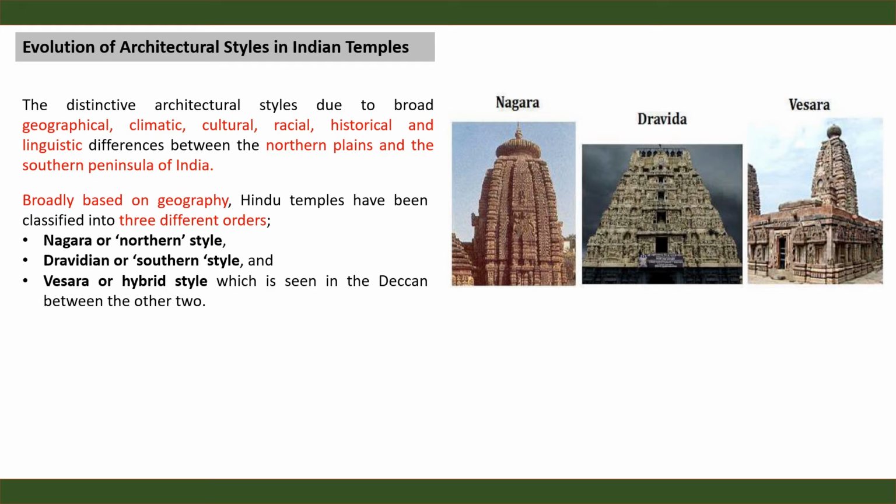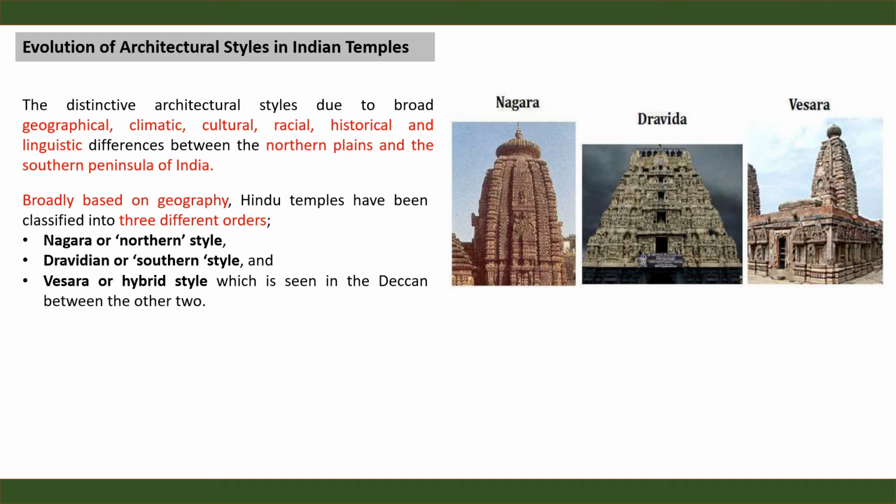Next comes the evolution of architecture styles in temples of Indian architecture. That is, the distinctive architecture styles due to broad geographical, climatic, cultural, racial, historical, and linguistic differences between the northern plains and the southern peninsula of India.